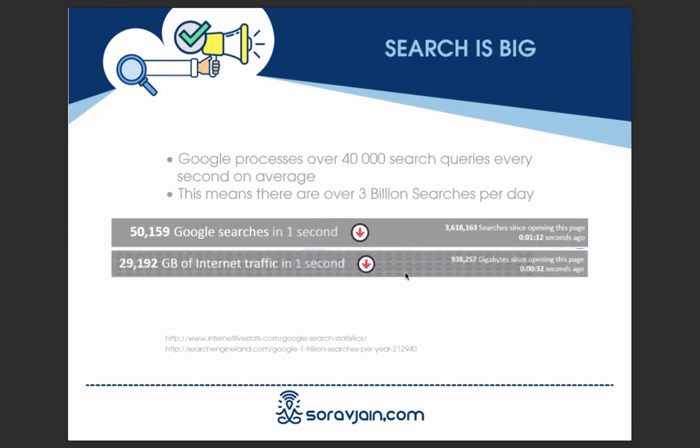Search is big. Google processes close to about 4 lakh search queries every second on an average, and this means there are about 3 billion searches per day. So this basically confirms that there are a massive number of people across the world who search on Google, who search on search engines in order to get solutions for the questions that they have on their mind.